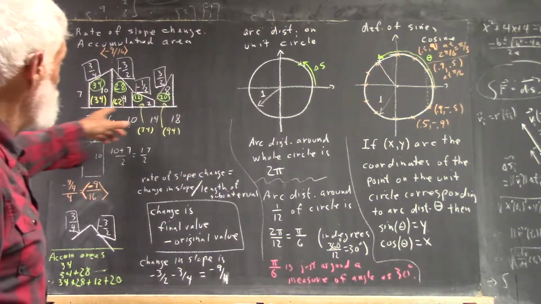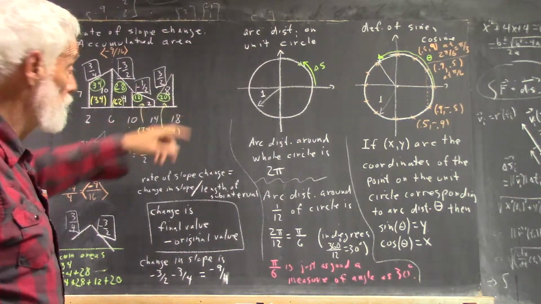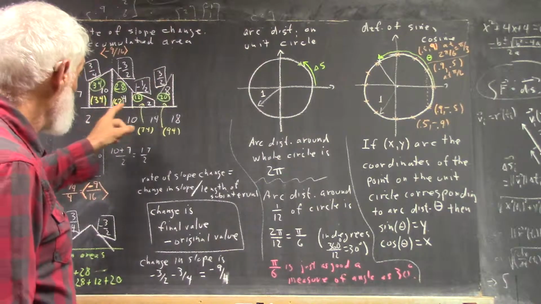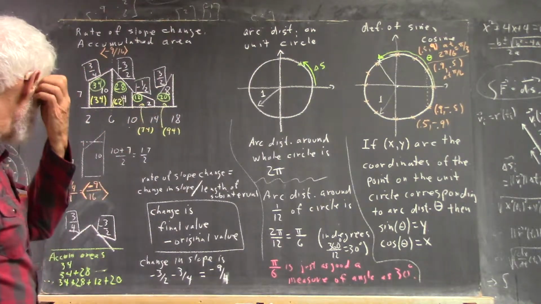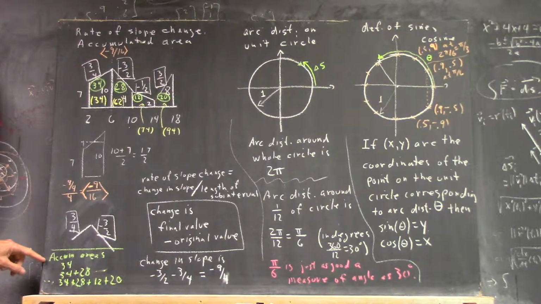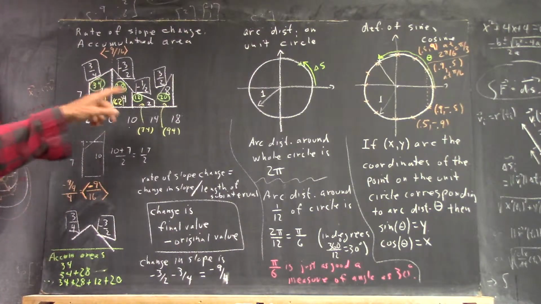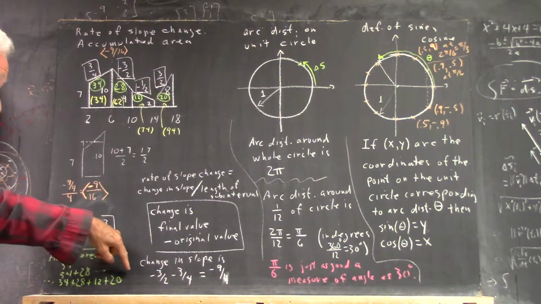And now we can read the accumulated area from here through the end of any one of these trapezoids, through the end of any one of these endpoints of the intervals of partition. So here I say accumulated areas are 34, 34 plus 28, and dot, dot, dot, and then the final one would be 34 plus 28 plus 12 plus 20.